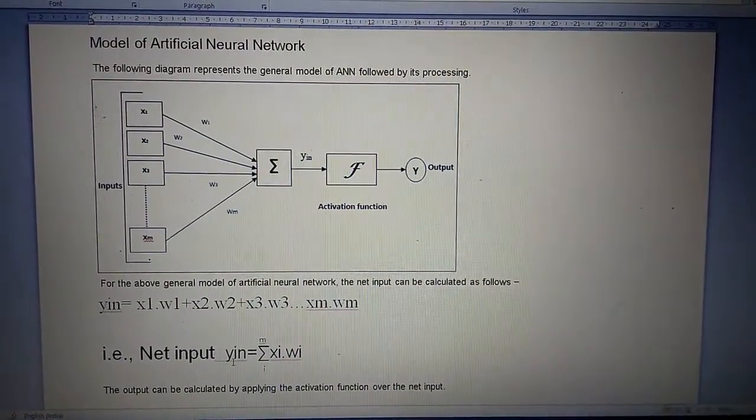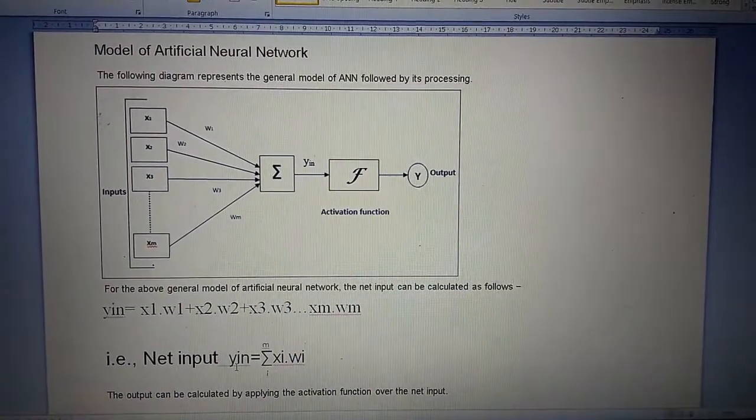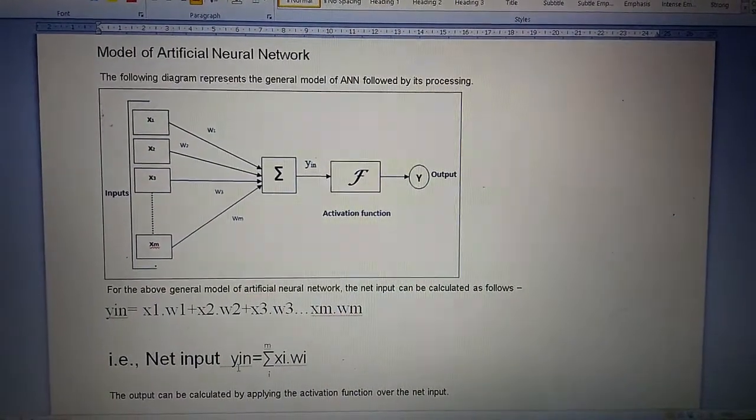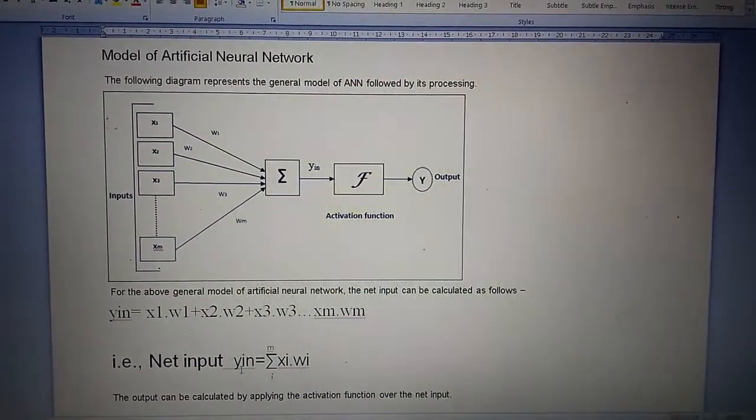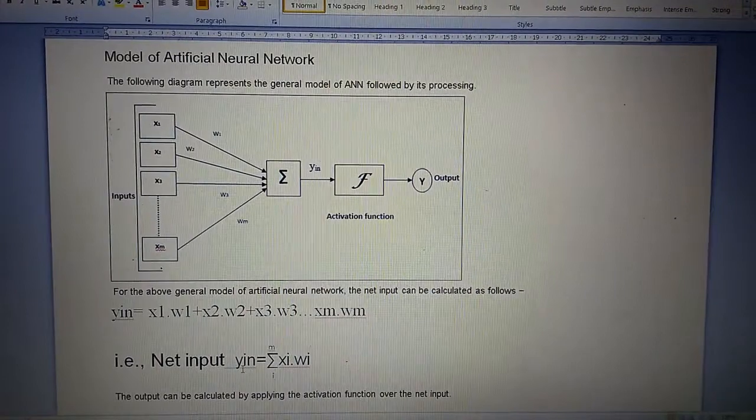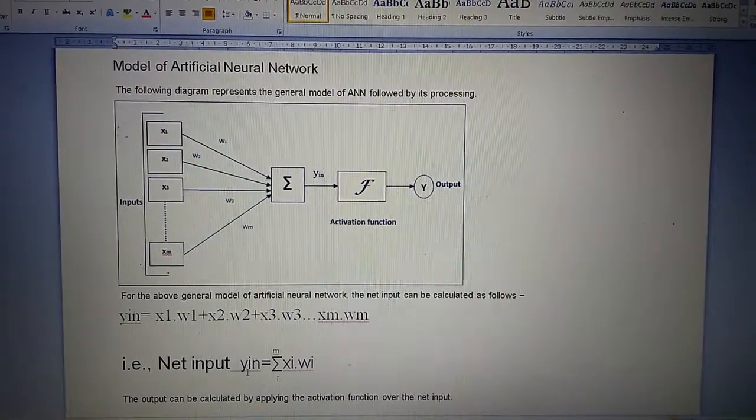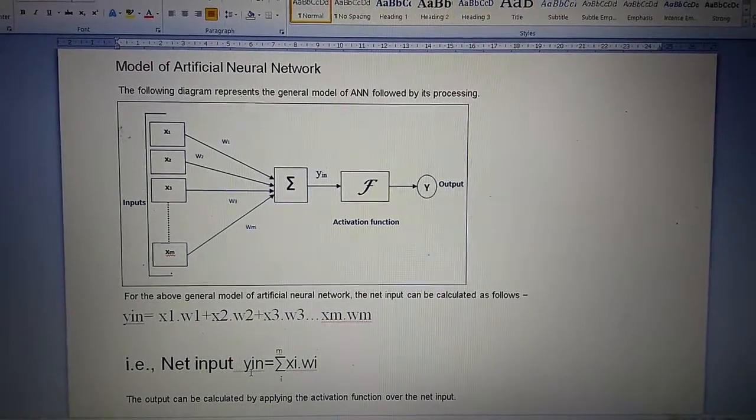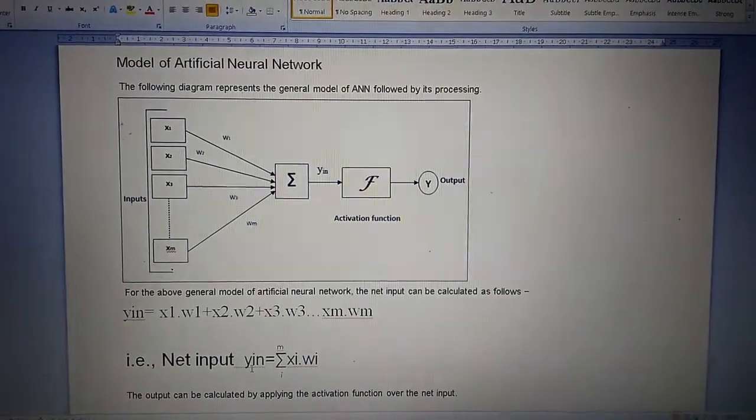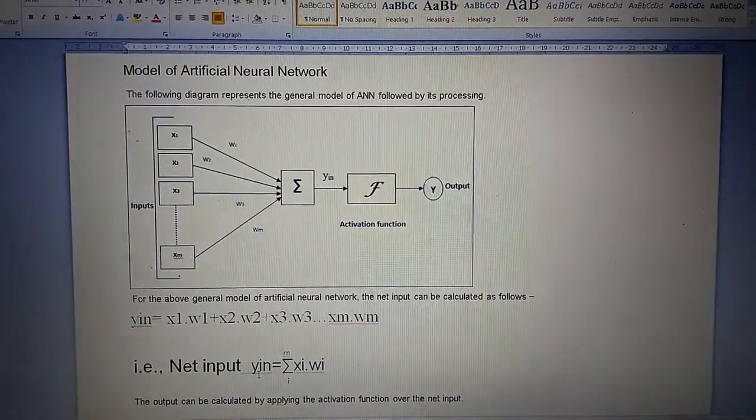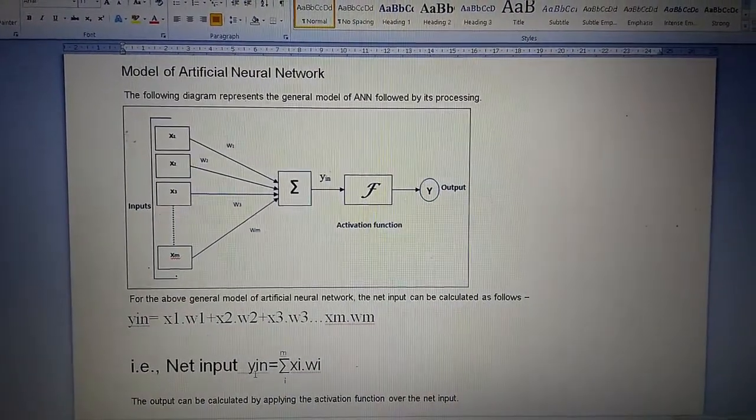Our next topic is the model of artificial neural network. In the last video, we discussed the difference between the biological neural network and artificial neural network. In this one, we are going to discuss the model of artificial neural network. The diagram shows the general model of artificial neural network.